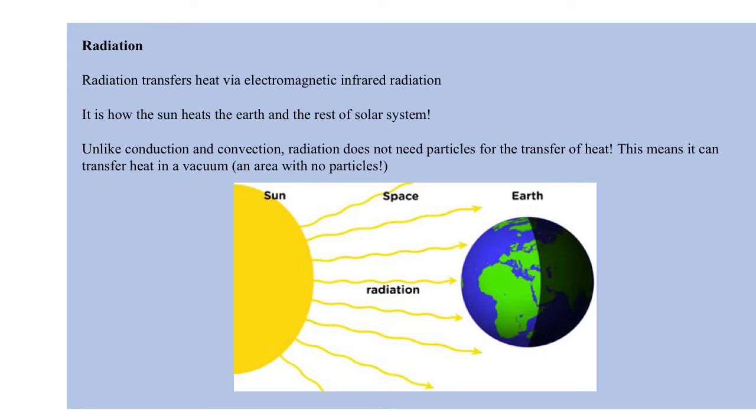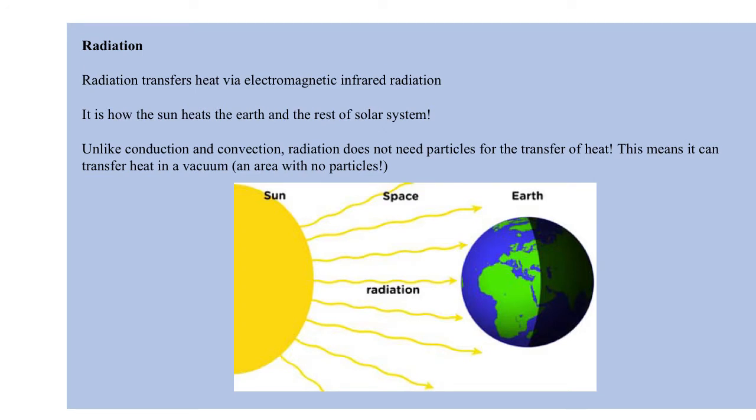Now, unlike conduction and convection, radiation does not need particles for the transfer of heat. Okay, so there's no vibrations here, there's no currents. It's literally just electromagnetic infrared radiation or electromagnetic waves. Now this means it can transfer heat in a vacuum. That's got nothing to do with a vacuum cleaner. Okay, a vacuum is an area with no particles. So I'm thinking of somewhere like space. Okay, space has got no particles. So only radiation can go through a vacuum. Only radiation can go through space.